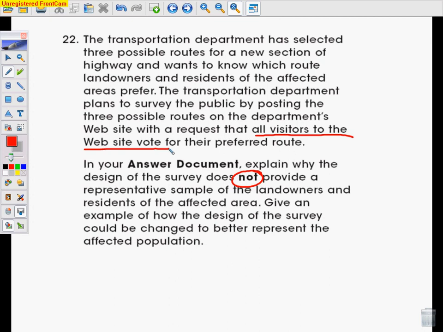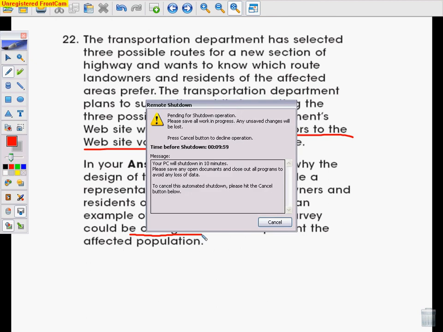Let's see, other things that you might be able to say there. Because the survey is not advertised, people don't know to go to the website to vote. They didn't say that they were advertising it. So those are all good answers for the first part of this question. The second part says, give an example of how the design of the survey could be changed to better represent the affected population. Well, we could either start calling people and letting them know that they should take a survey online. You could do a mail-in survey instead.